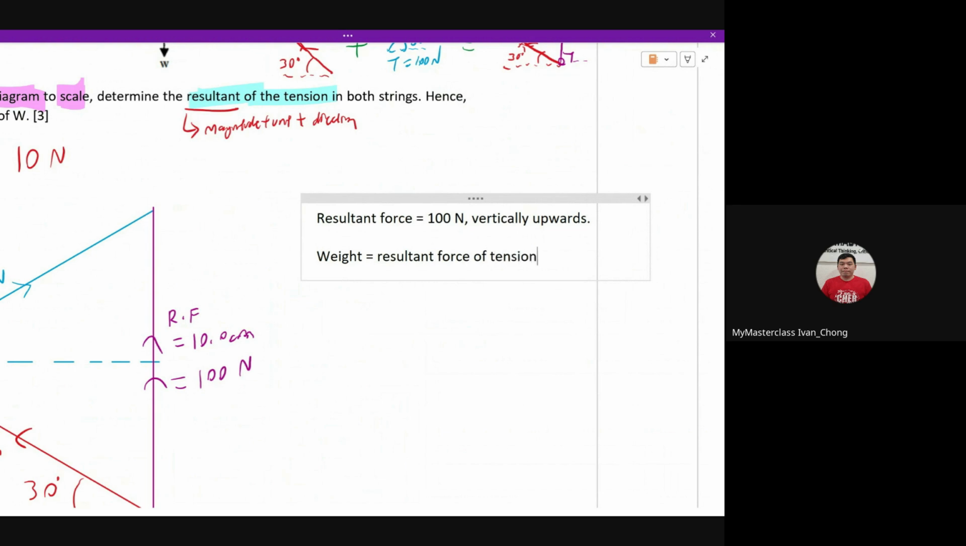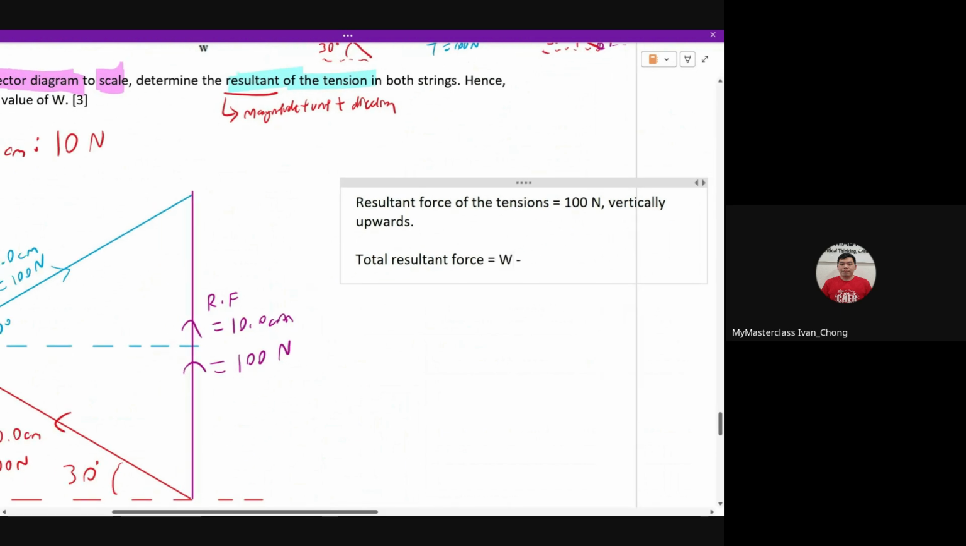Okay, you can solve this. If not, you can just write that your total resultant force. Because just now, the resultant force on top is the resultant force of the tensions. Now this total resultant force is everything added up. So if you notice, I'm going to take weight minus your resultant force, so you end up with just 0 newtons. So W and the resultant force above must be the same.